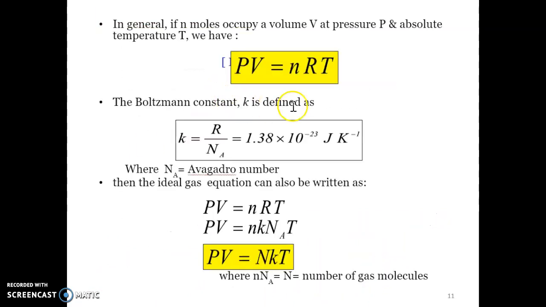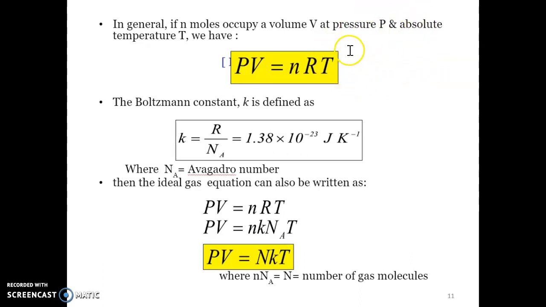If you have more than 1 mole, we have to add one more term, that is small n here. So the equation becomes PV equal to nRT. n here means the number of moles. So if you have 2 moles, we have to substitute 2 here. So the general equation is PV equal to nRT. This is what we call the ideal gas equation.